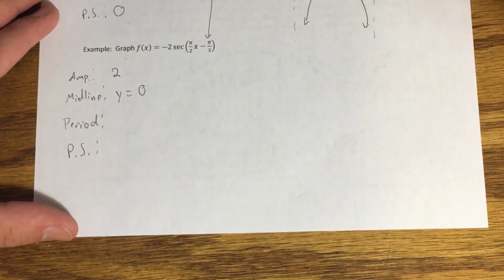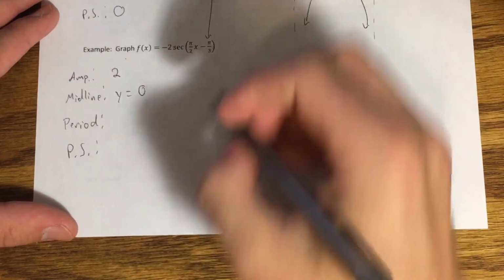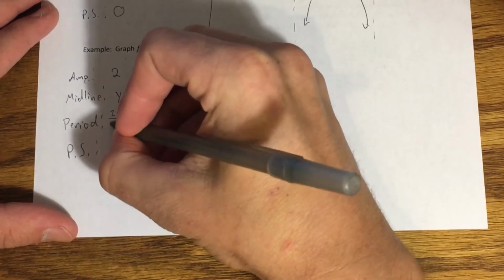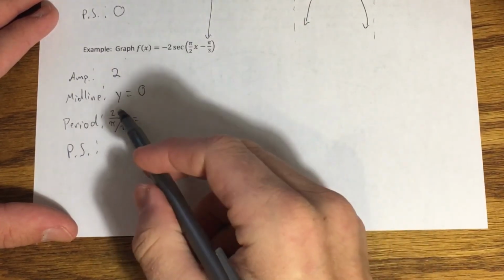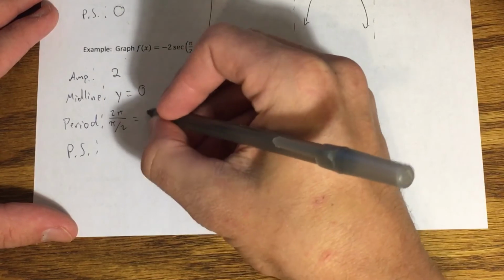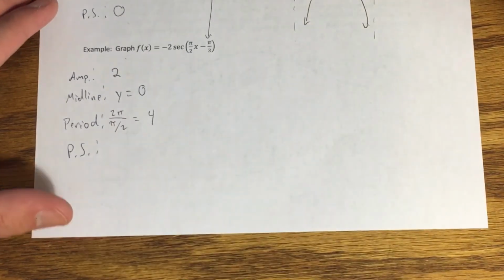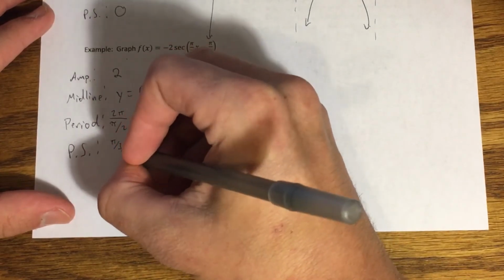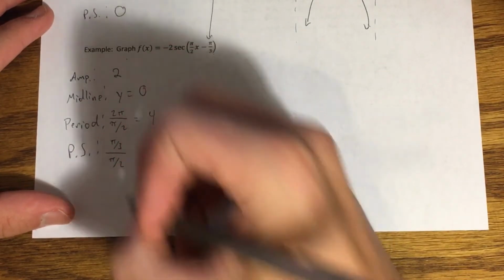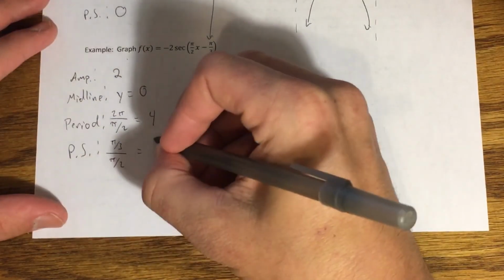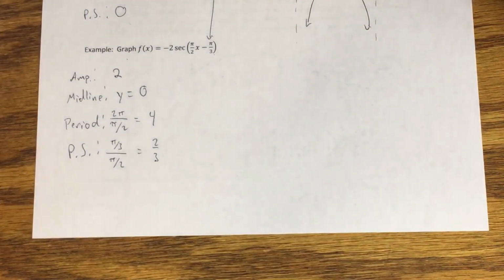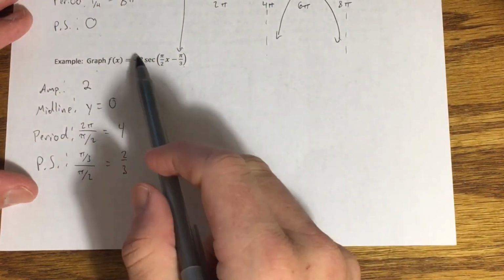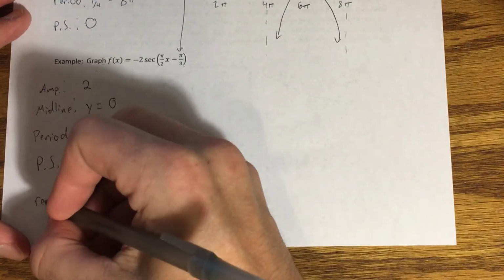Period. What's the period of this graph? 2 pi over 2. Here the pi's will cancel, and this is going to end up equaling 4 in the end. And then finally, what's my phase shift? C over b. That's pi over 3 over pi over 2. The pi's will cancel. This comes out to 2/3. Okay? So again, a lot of fractions to worry about. One extra thing in this graph, we see the minus out here, which implies a reflection.